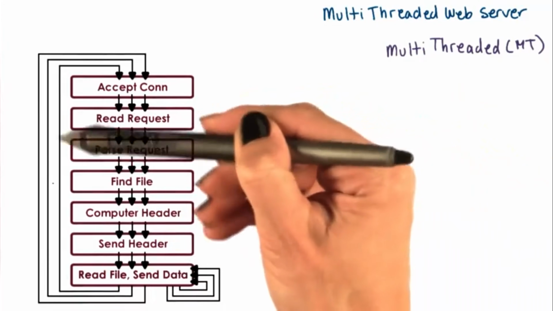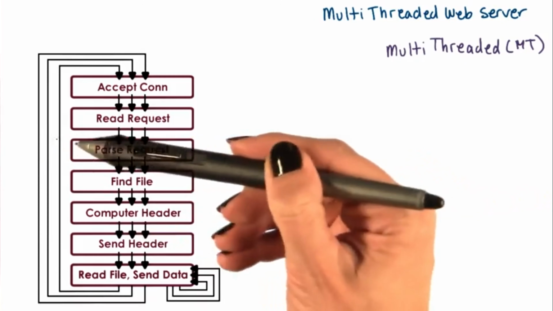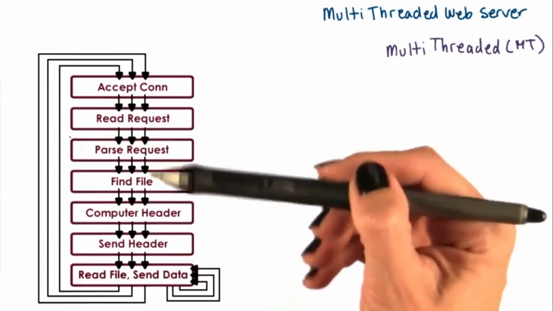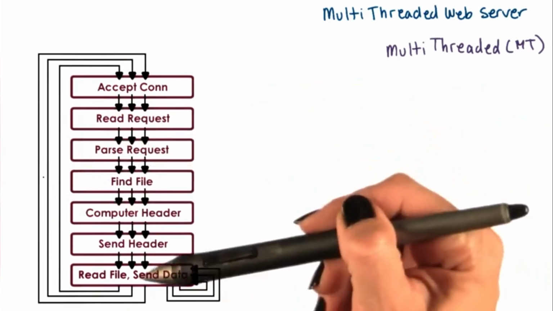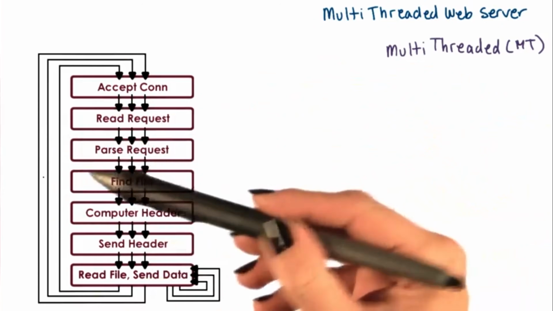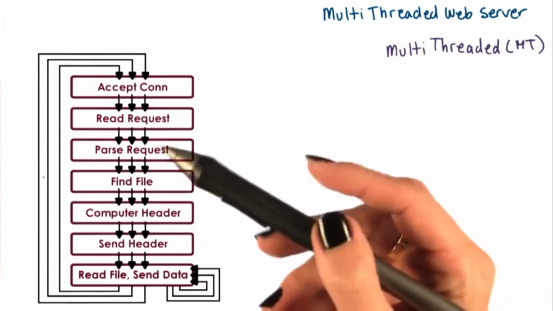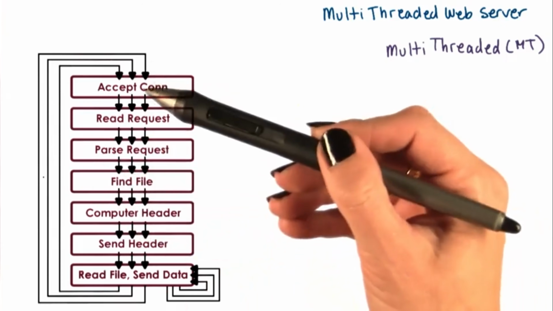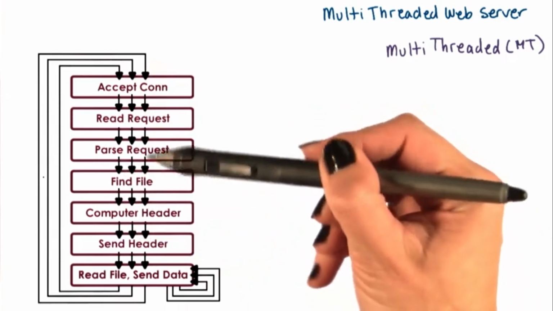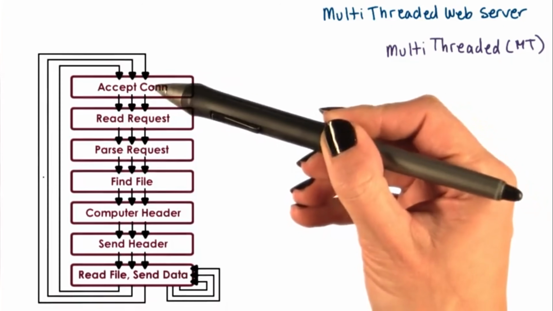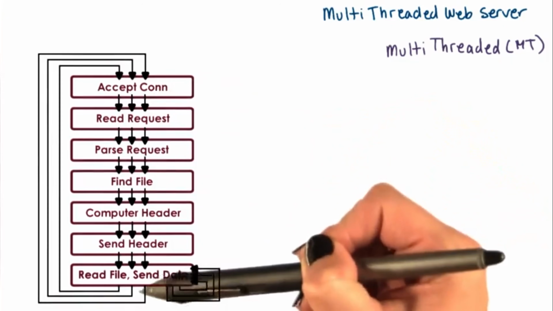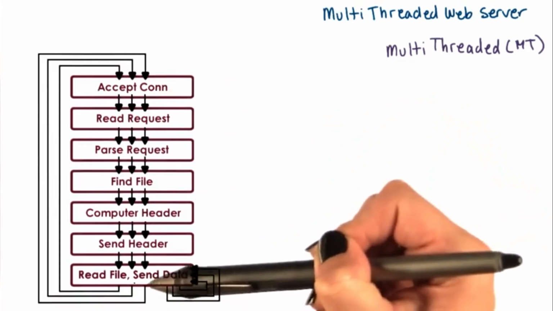So here we have multiple execution contexts, multiple threads within the same address space, and every single one of them is processing a request. Again, this illustration is taken from Pai's Flash paper, and this is figure 3 there. In this figure, every single one of the threads executes all the steps, starting from the accept connection call all the way down to actually sending the file.